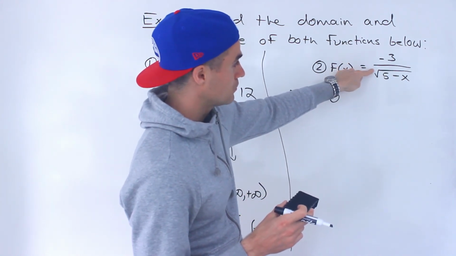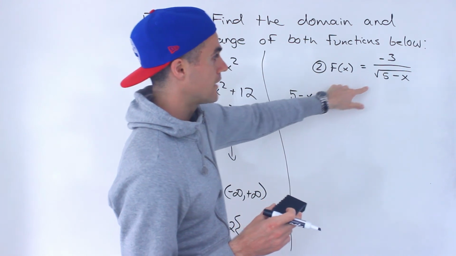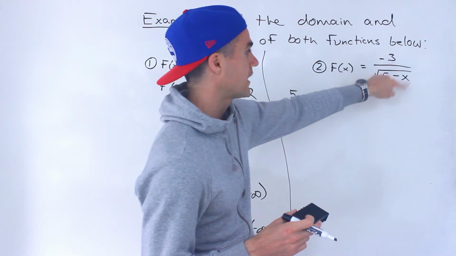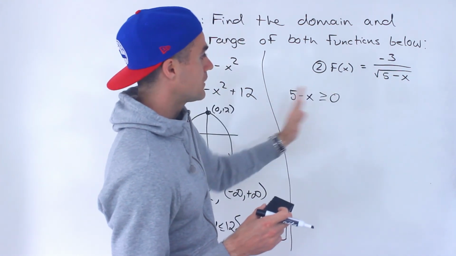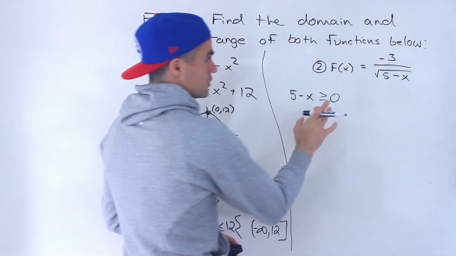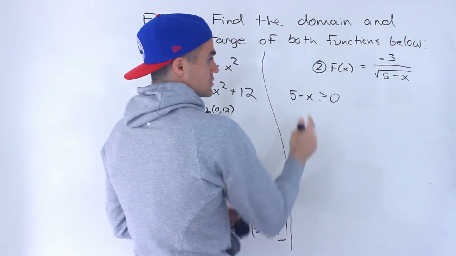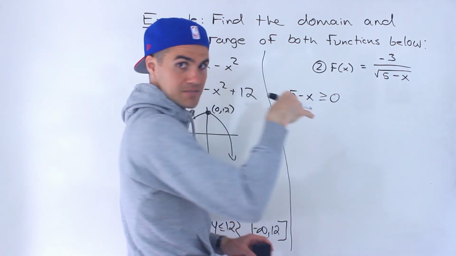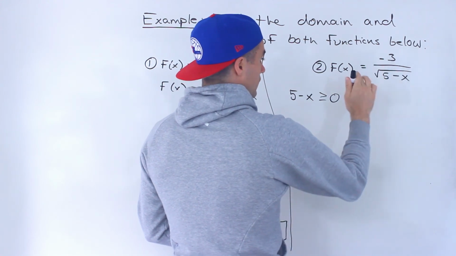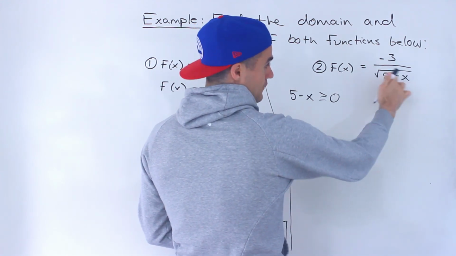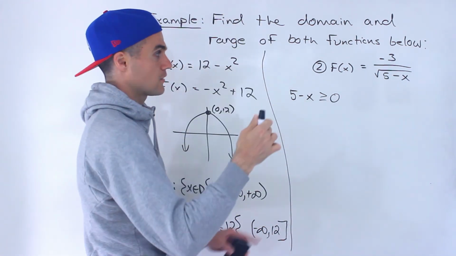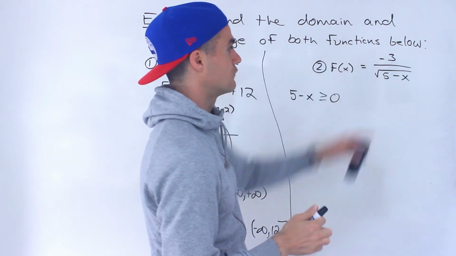Now if this was a third root, it would be a different story. If you had an odd root, like the third root or fifth root, then you can have a negative, but because it's a square root, we can't. But if we look at not just the square root, but the overall function, this also can't be 0 in this specific case, because the square root is in the denominator. If x was 5, 5 minus 5 is 0, and the square root of 0 is 0, but we can't take negative 3 and divide it by 0.